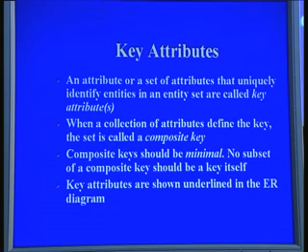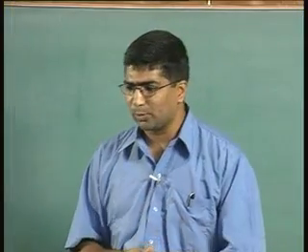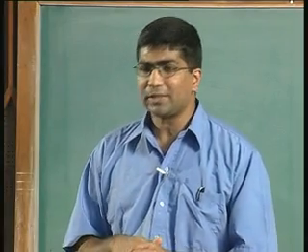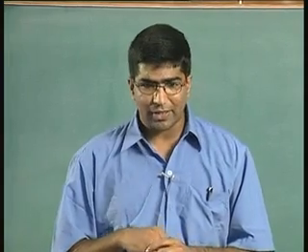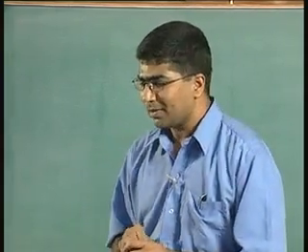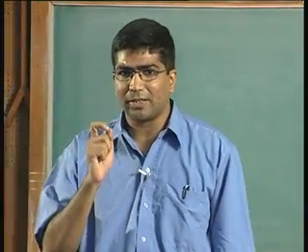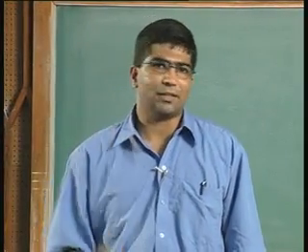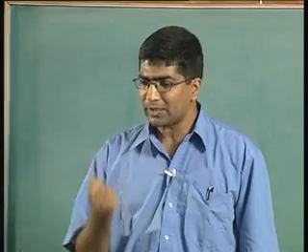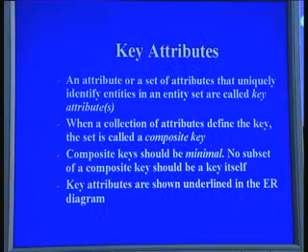Like I said, it need not be just one attribute that is a key attribute. There could be more than one attribute which is a key, in which case the key is called a composite key. The key is made by combining two or more attributes together. Now, a composite key should be minimal. What does it mean to say a composite key is minimal? Let me first give you the definition of minimal, and then we can see an example. No subset of a composite key should be a key itself.